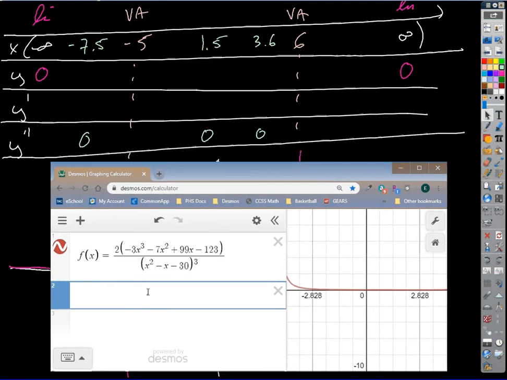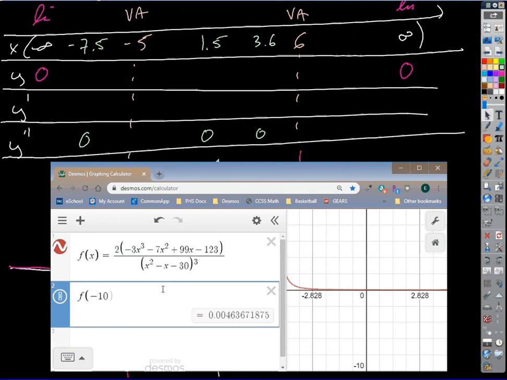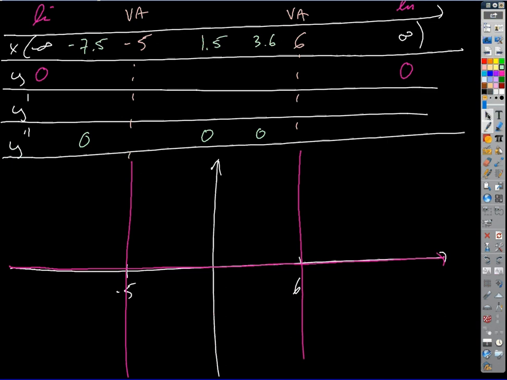Okay, so we could just pick some test values, like something below negative 7.5, like negative 10. All I have to do then is just go f of negative 10, and I get a positive answer, right? Yep. Okay, so we'll just cheat a little bit. Let's try negative 6.